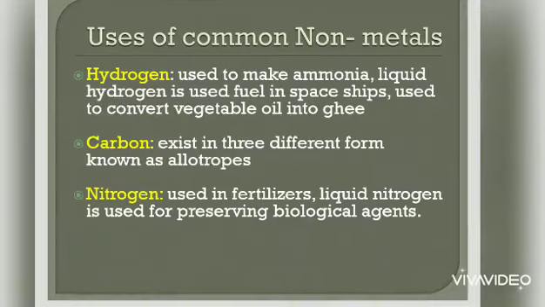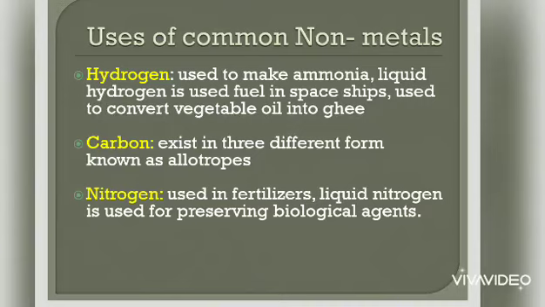Now we will discuss a few uses of commonly used non-metals. The first non-metal is hydrogen, which is used to make ammonia. The liquid form of hydrogen is used as fuel in spaceships, and it is also used to convert vegetable oils into vegetable ghee. Another example is carbon, which exists in three different forms known as allotropes. The allotropes of carbon are graphite, diamond and fullerene.